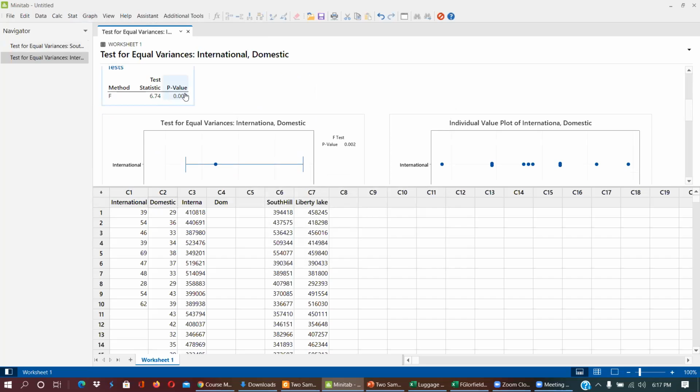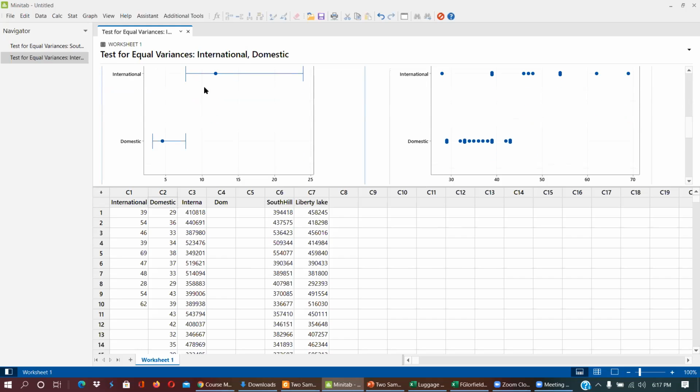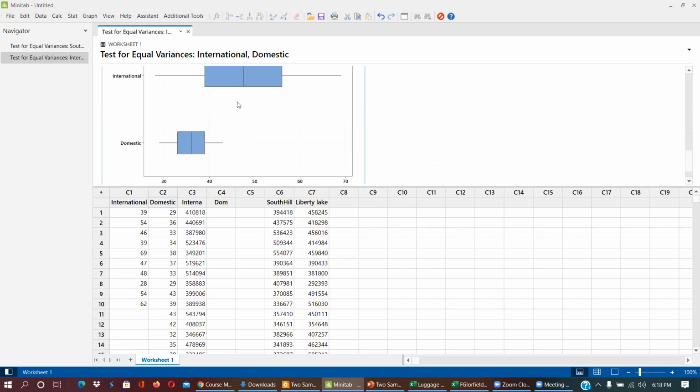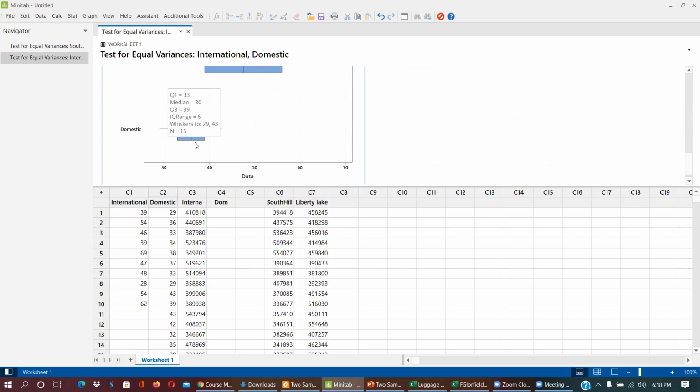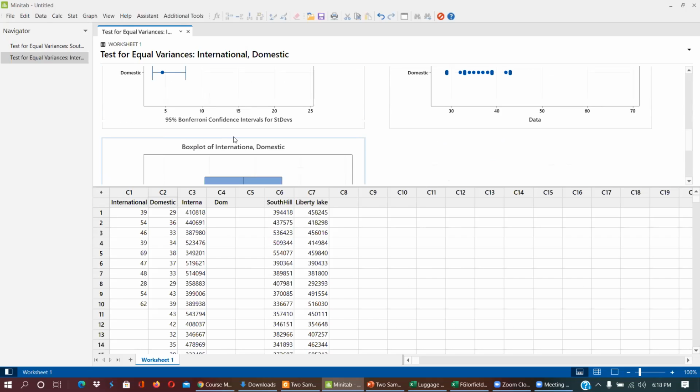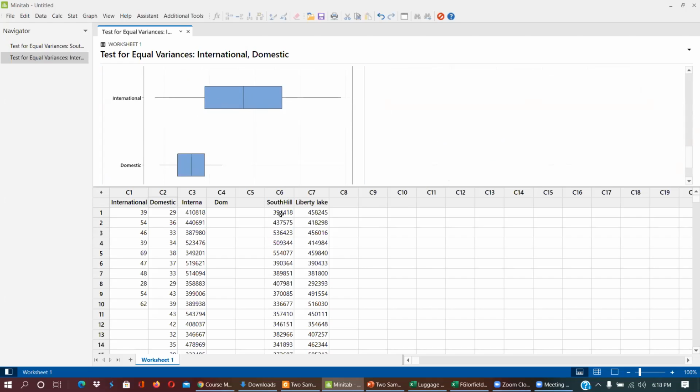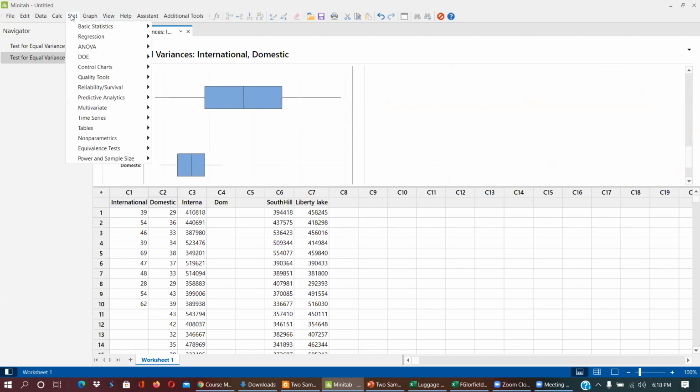See, what p-value is coming? P-value is coming less than 5%, which you can clearly see here. This is the international bag, and this is domestic. You can also see the box plot; we can see the variation of this and the variation of this are different. So in this case we can't assume equal variance, but in South Hill and Liberty Lake, we can.